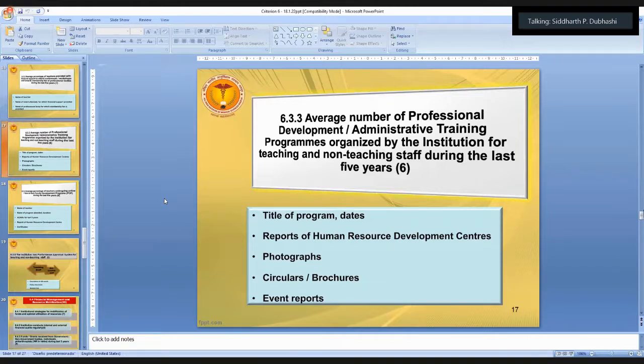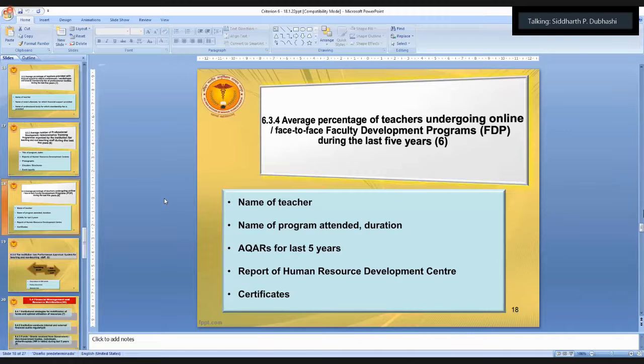Average number of professional development or administrative training programs organized by the institution during the last 5 years for teaching and non-teaching staff. Like this one, which is organized by UHS for you all. This is a faculty development program. This is an administrative training program organized by UHS for you all. So, relevant circulars, brochures, event reports. Average percentage of teachers undergoing online or face-to-face faculty development program during the last 5 years.